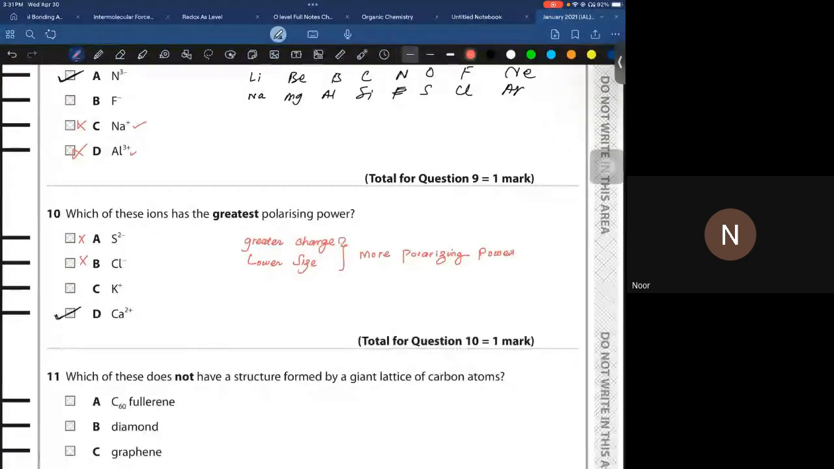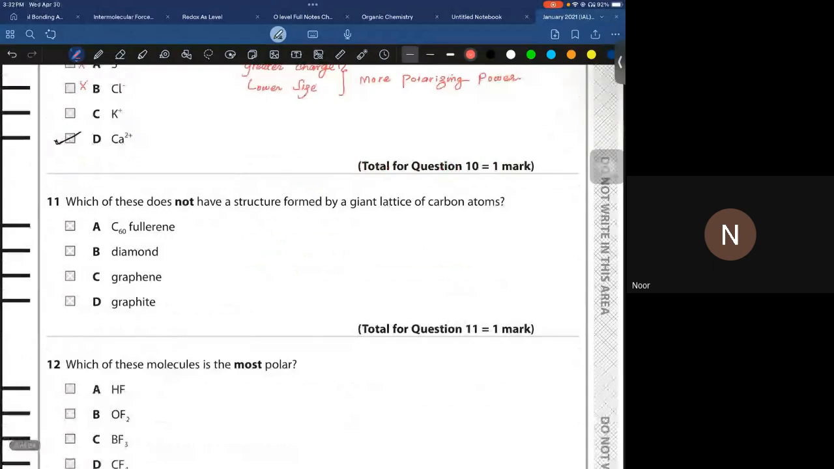Okay. Which of these does not have a structure formed by a giant lattice of carbon atoms? A carbon giant lattice means it is supposed to be diamond or graphite, but they are saying does not have a structure formed by a giant lattice. So it's not a giant structure. It's a simple molecular structure. Diamond is giant, graphene is giant, graphite is giant. So fullerene is not a giant structure.